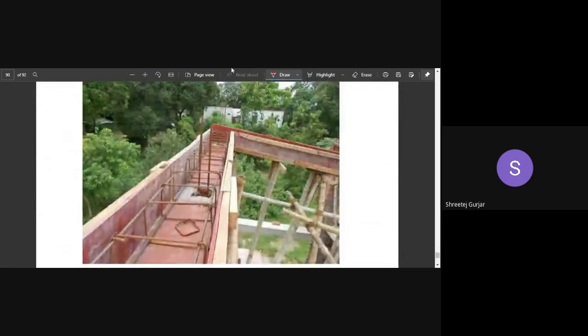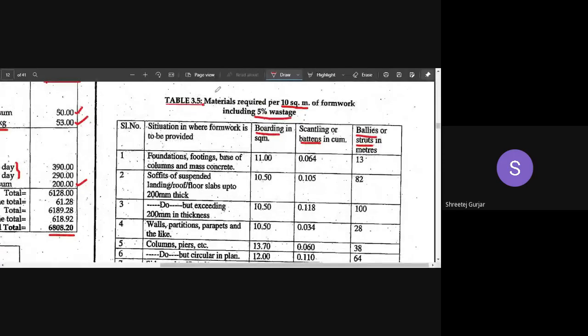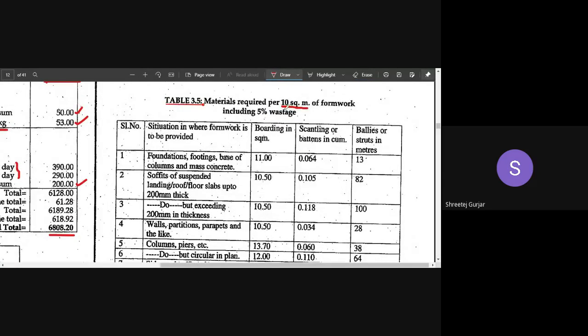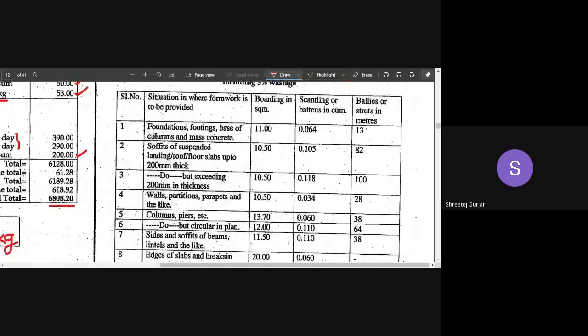Now, moving on to your table, which we were studying. Okay, so I hope you have understood what is boarding, what are these battens, and these struts which we require, right? Struts or ballies. Ballies are what we call vertical members, and struts are usually your inclined members. Okay, so all these members we have seen in images. Now we have to learn how to calculate their quantities. Okay, now for 10 square meter of formwork, for different kinds of situations, suppose you are dealing with foundation.